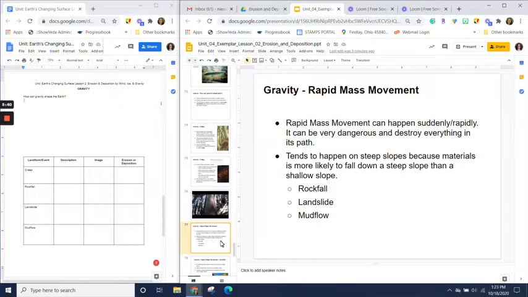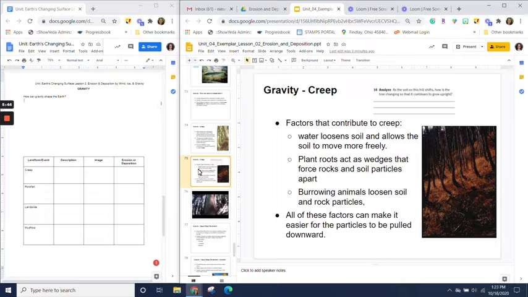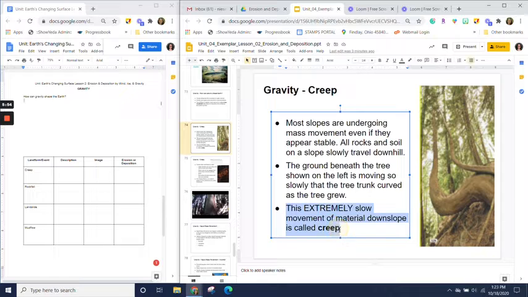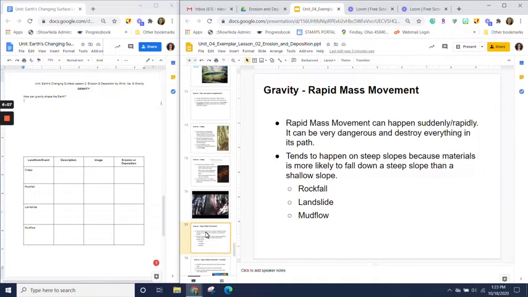Your description for creep is here: an extremely slow movement of material downslope. Do your best to draw an image of maybe those angled trees. And then this is an example of erosion. That was an example of slow mass movement.